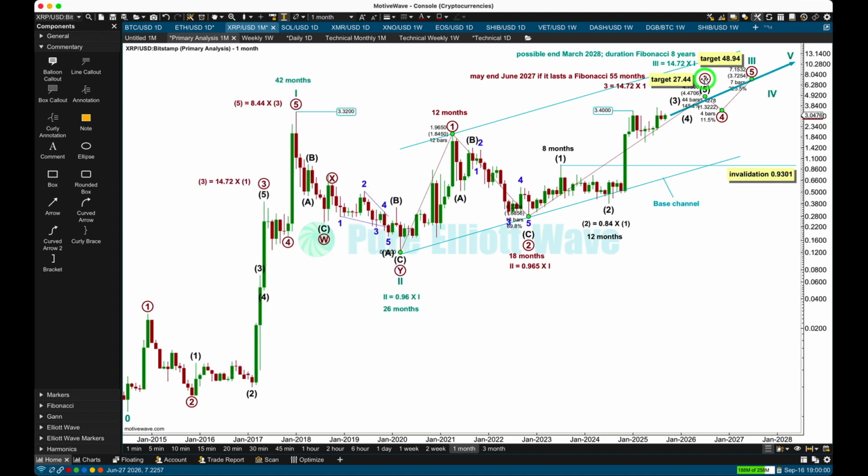So we're looking for an impulse for primary wave 3. Within the impulse, 1 and 2 may be complete, 3 is incomplete. When it arrives, 4 may not move into wave 1 price territory below 0.9301.